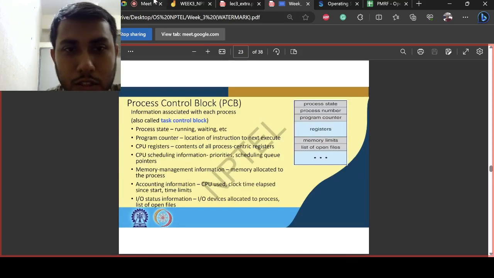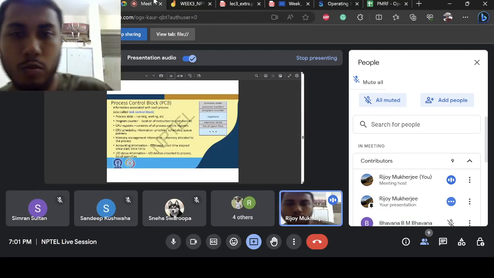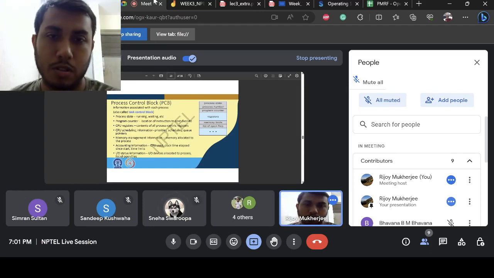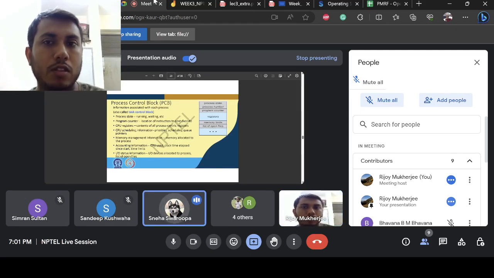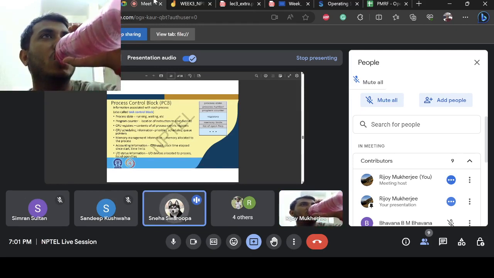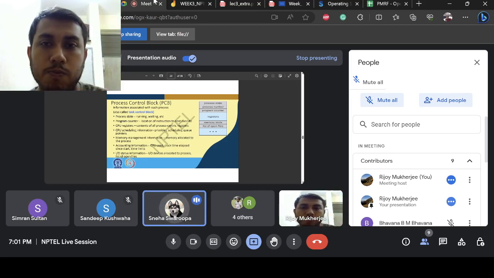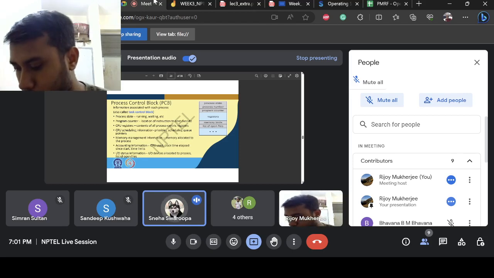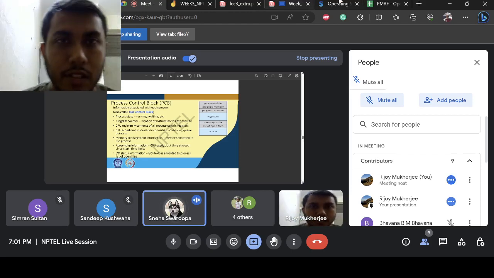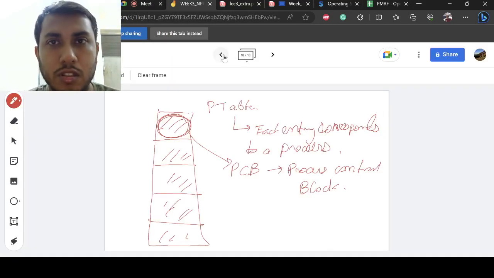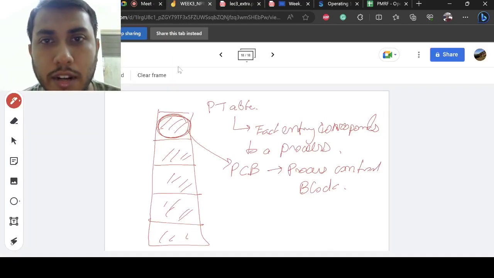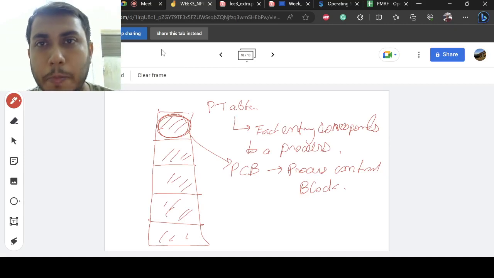So any doubt regarding this PCB and how it happens? I did not understand where this PCB is located. Like when there is scheduling done for a process in the running stage, whether the CPU takes the process, because the process also has its own structure like heap and stack. Let me come to that.